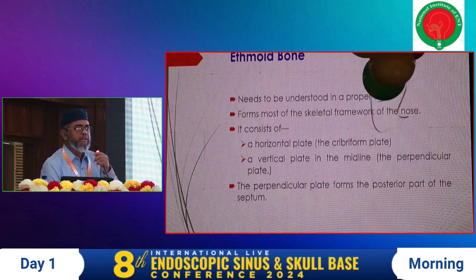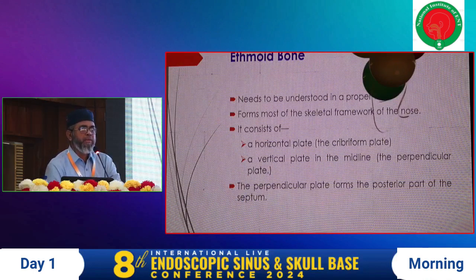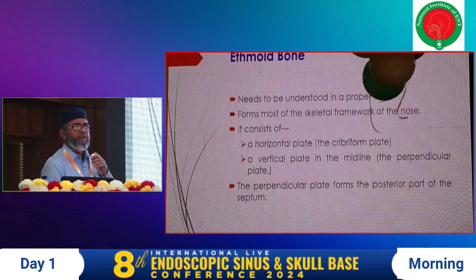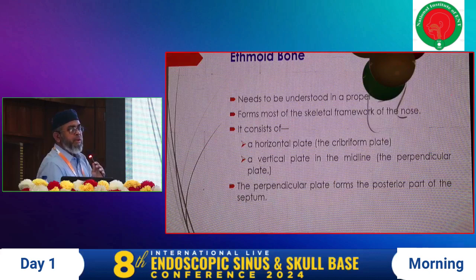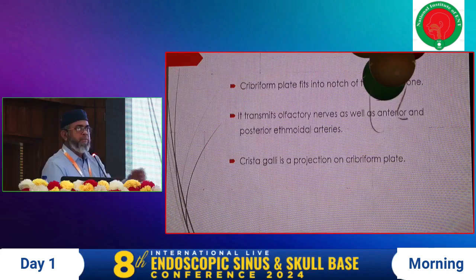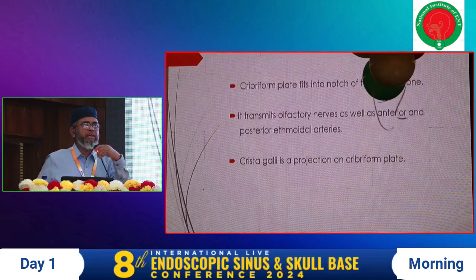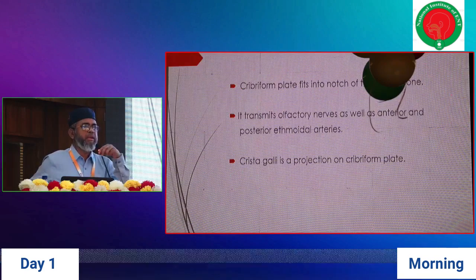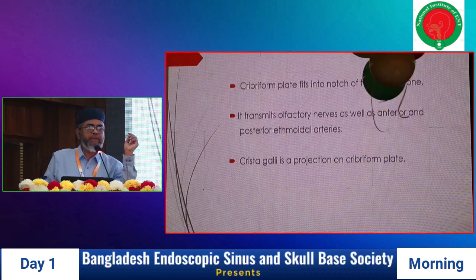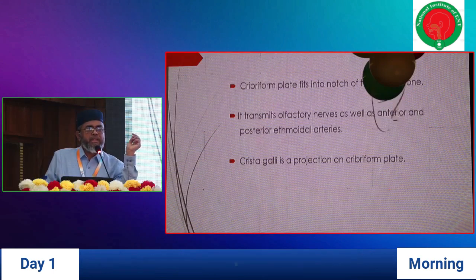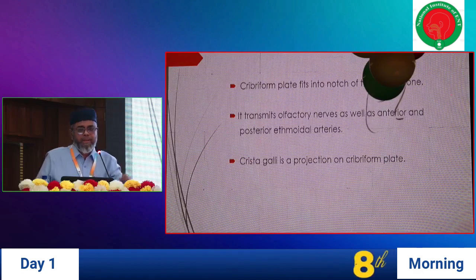The ethmoid bone needs to be understood in a proper way. It forms most of the skeletal framework of the nose. It consists of a horizontal part, the cribriform plate, and a vertical part in the midline, the perpendicular plate, and the perpendicular plate forms the posterior part of the septum. The cribriform plate fits into the notch of the frontal bone. It transmits olfactory nerves as well as anterior and posterior ethmoid arteries. Crista galli is a projection on the cribriform plate in the midline.